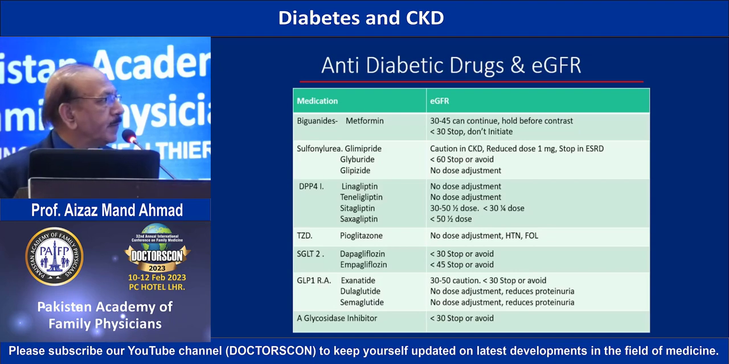SGLT2 inhibitors, dapagliflozin and empagliflozin, can be used, and now the recommendations are getting further down, that you can continue up to a GFR of 20 ml. If up to 20 you can continue, and you can take it through towards end-stage renal disease if the patient was already taking it. GLP-1 agonist exenatide, there is a caution. You have to stop. Dulaglutide and semaglutide require no adjustment, and they are beneficial as they help the kidney also.